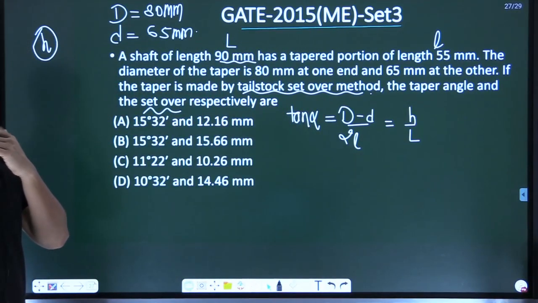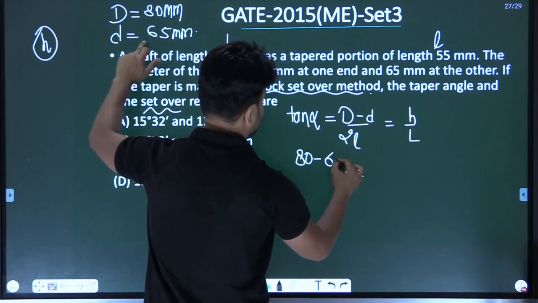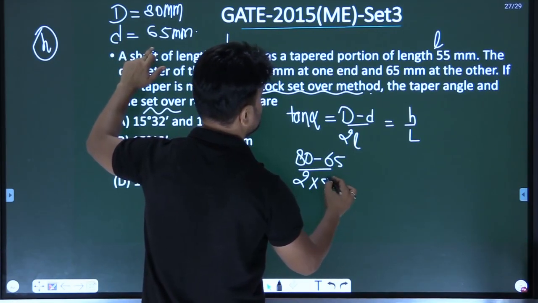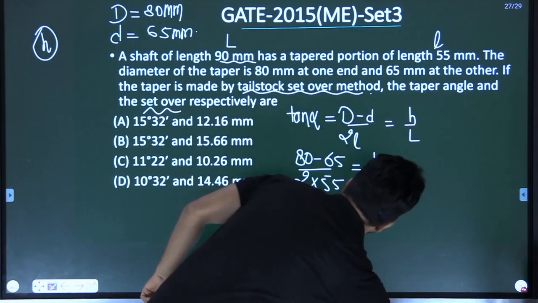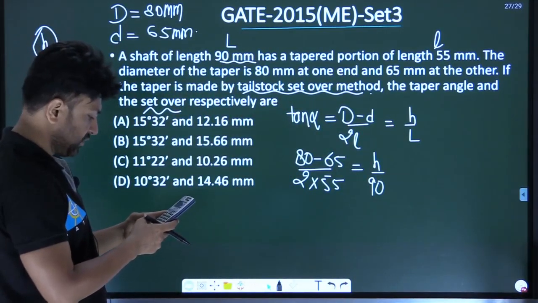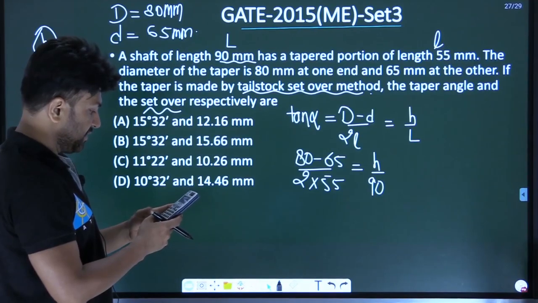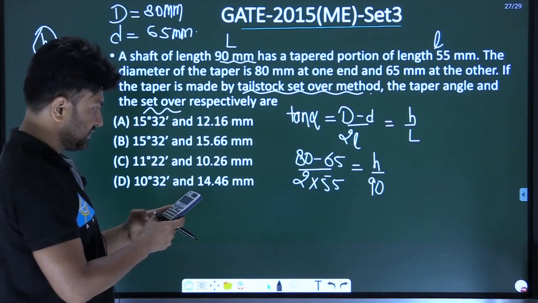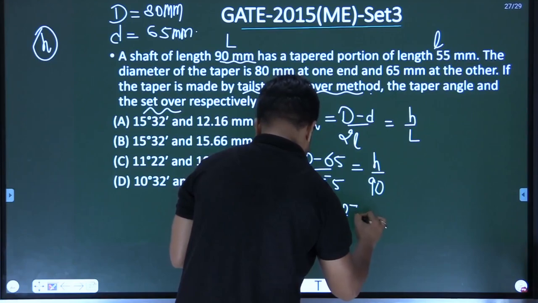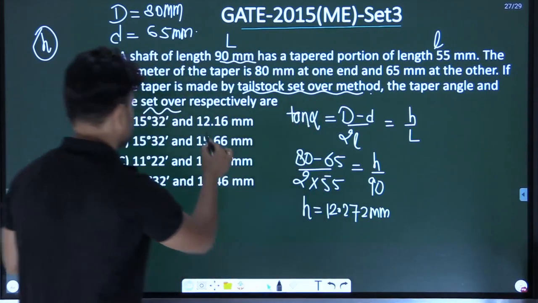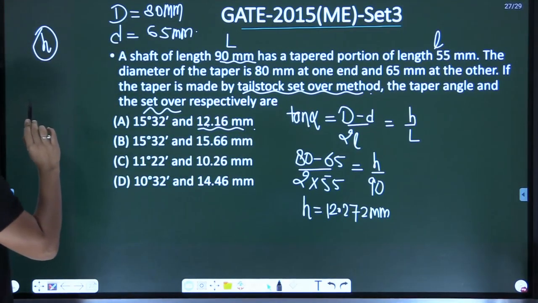So first of all, you need the offsetting height. Very simple. Capital D is 80 minus 65, divided by twice of 55, equals H by L, where L is 90. So let's see what the set over height is. 80 minus 65, divided by 2 into 55, into 90, gives 12. The offsetting height comes to 12.272 mm. So this must be my answer, but I will calculate the taper angle also.